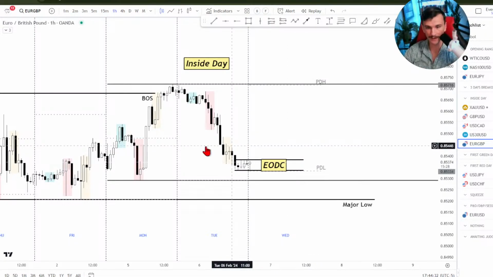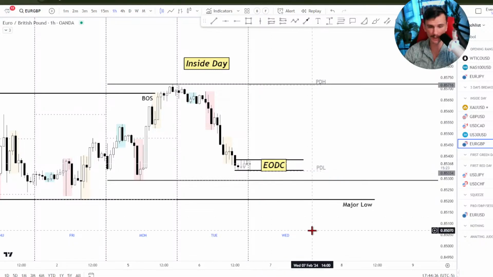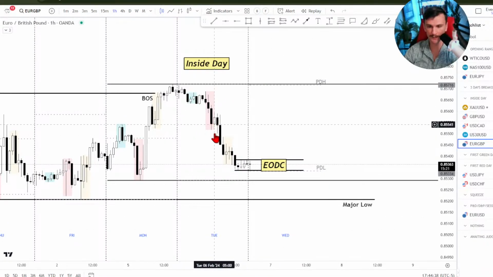All right, so inside day, number one, it's either a pause day for a trend continuation, or this could be like pullback consolidation, and it goes vertical tomorrow.